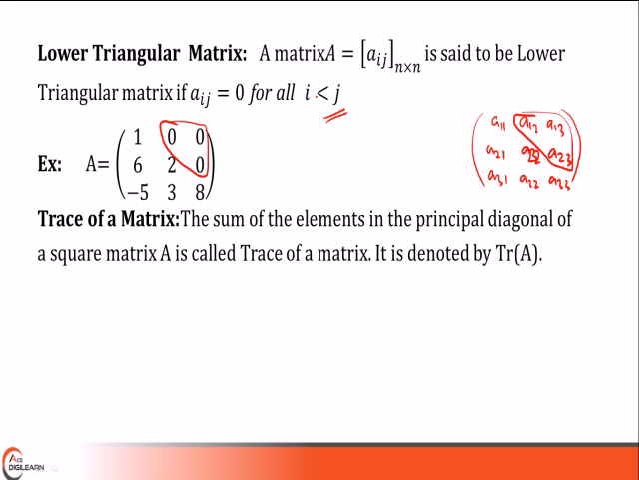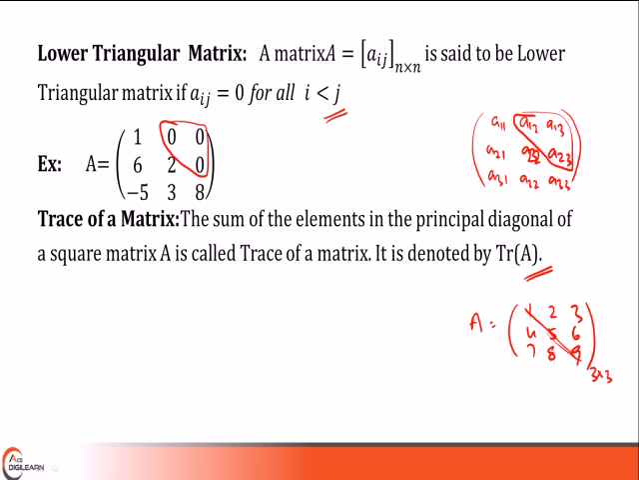Next topic, trace of a matrix. It is defined as the sum of elements of the principal diagonal of a square matrix is called a trace of a matrix. It is denoted by tr(A). Suppose a matrix A of order 3 by 3, let us consider 1 2 3, 4 5 6, 7 8 9, which is of order 3 by 3. So this is the principal diagonal.